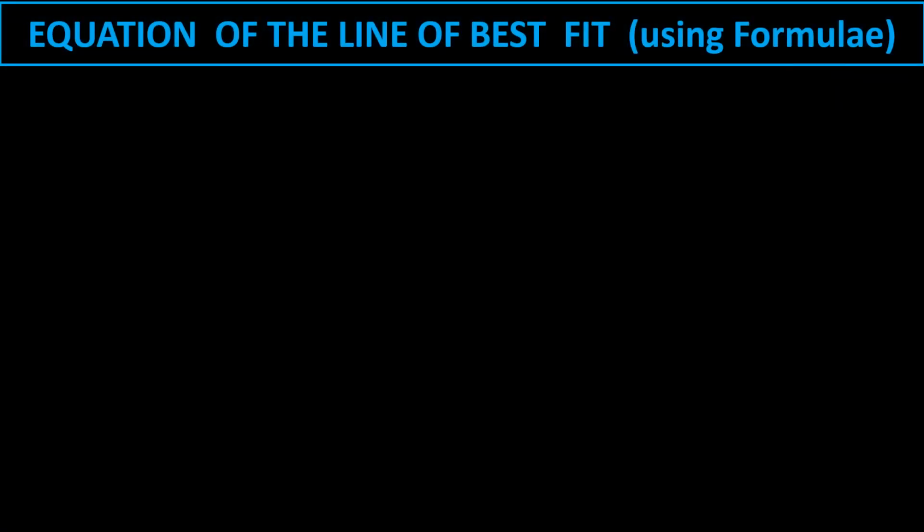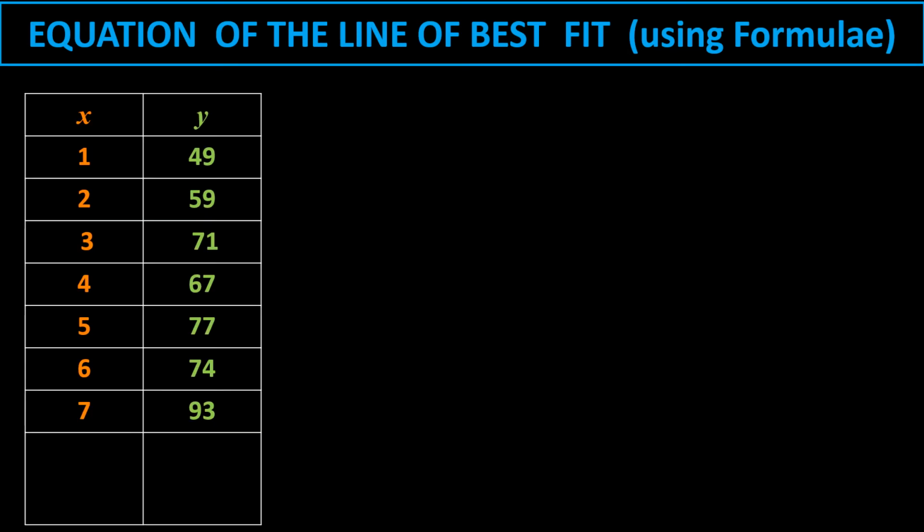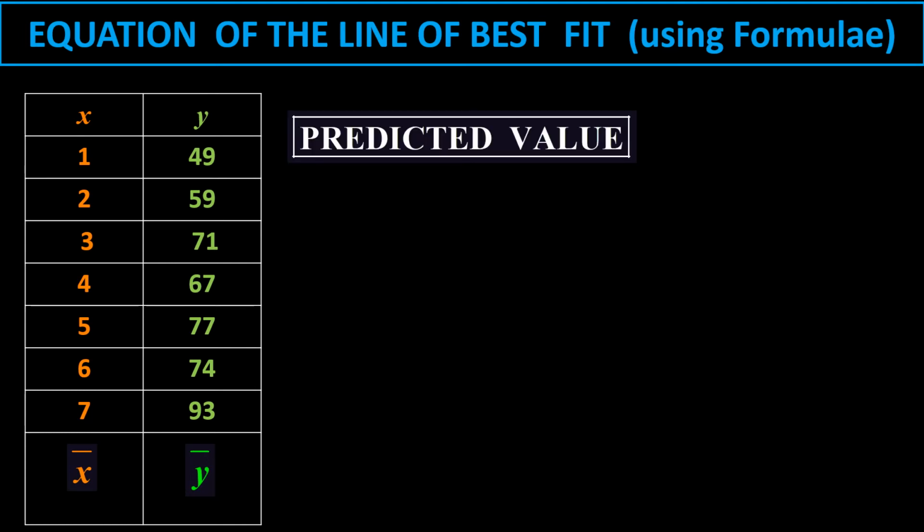Now, in this section here, we're going to show you how to find the equation of the line of best fit. And here we're going to make use of formulae that are provided to you, right? That's our data set, and that is the mean for the independent, and that will be the mean for the dependent. The predicted value has that formula y hat equal to a plus bx, where a stands for the y-intercept, and b stands for the gradient or the slope, right?